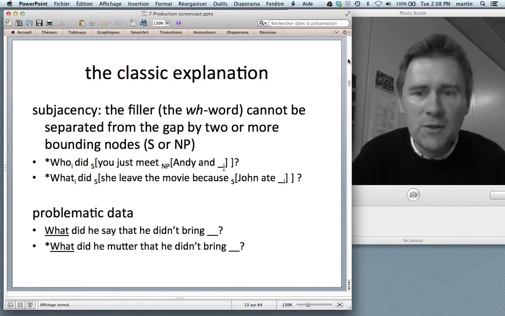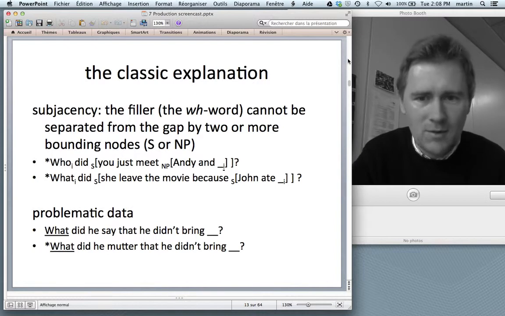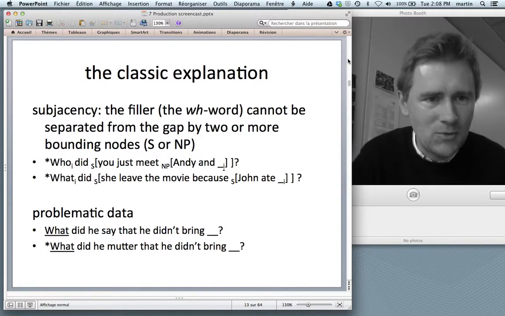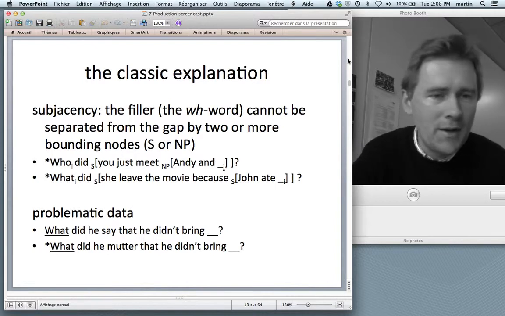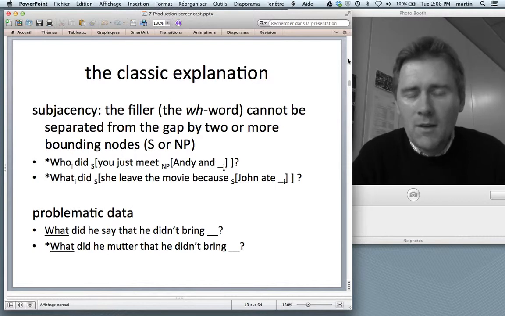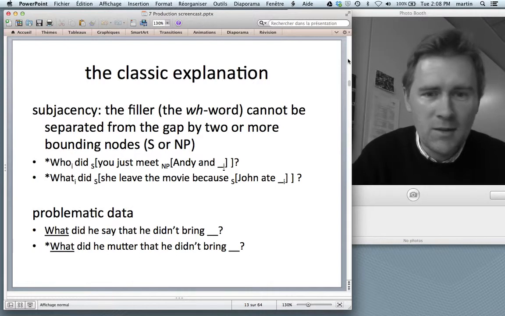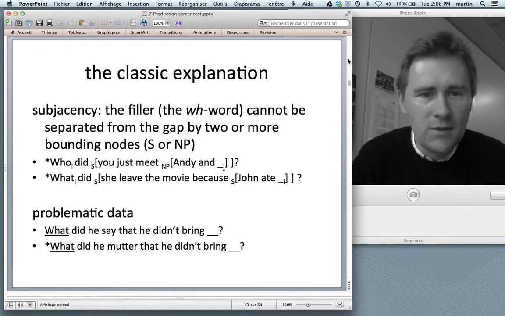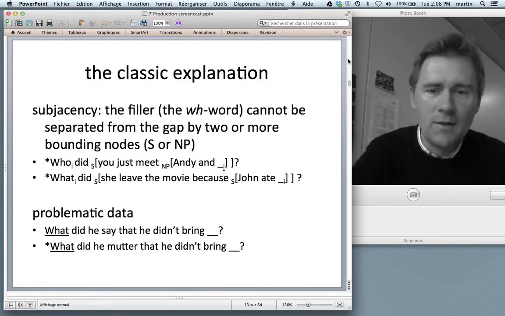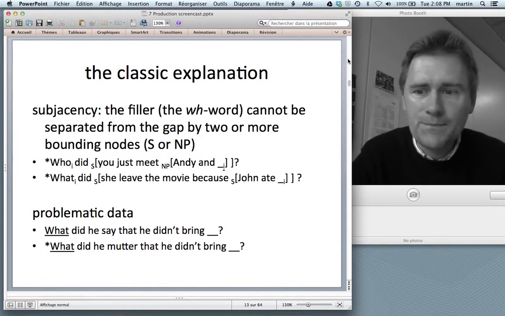Well, you have two bounding nodes, complex NP and a sentence, and the second coordinate of Andy and John can't wiggle through both of them. What did she leave the movie because John ate? So John ate popcorn, and the popcorn was kind of smelly, and Mary had to leave the movie theater because John ate it. Yeah, same thing, bounding nodes there.